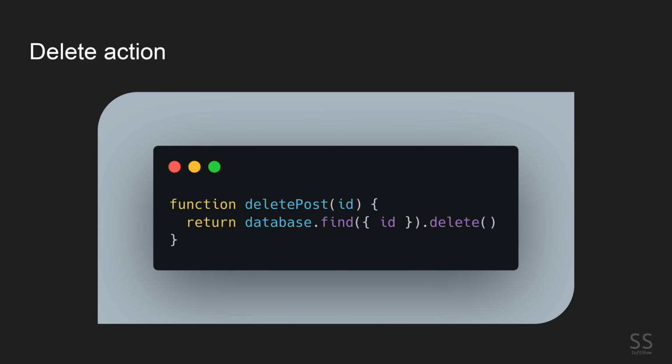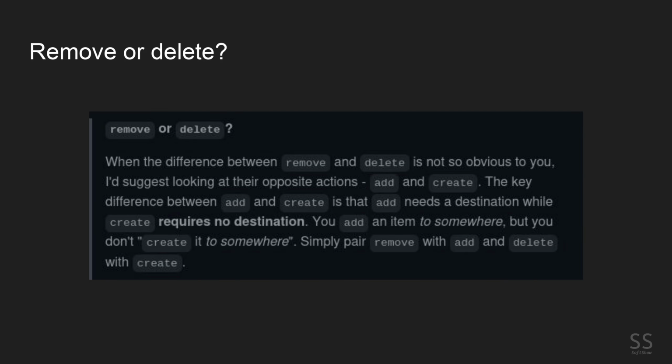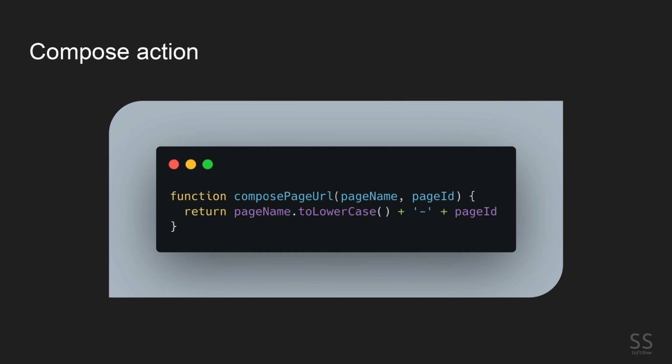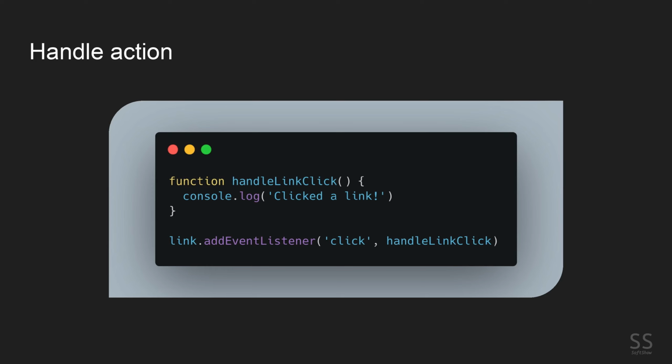Think deleting a post. If you're confused about when to use remove versus delete, here's a quick trick. Pair remove with add and delete with create. For instance, you add an item somewhere, but you don't create it to somewhere. Compose. Combines existing data into something new. Handle. Often used for callbacks, handling specific actions.